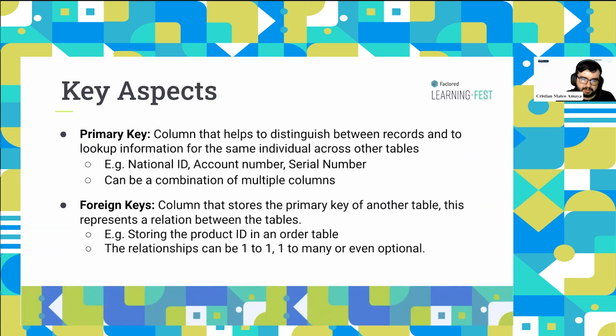This helps us a lot to not be redundant with the information, not duplicate it, like having a table that has the product name and the value of the product. Instead, you have individual tables that have the information you need, and you can relate them with the foreign keys. The relationships can be one-to-one or one-to-many, or even optional. You can even not put a foreign key in a given record.